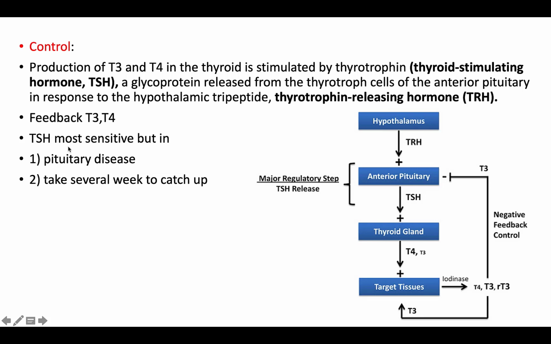Thyroid stimulating hormone is the most sensitive, because it changes critically with the increase of T3 and T4 and decreases with their decrease. But in pituitary disease, like adenoma, TSHoma, there will be an increase in production of the TSH. And the second problem is that it takes several weeks to catch up, more than 2 weeks, until it increases or decreases. So it needs time.